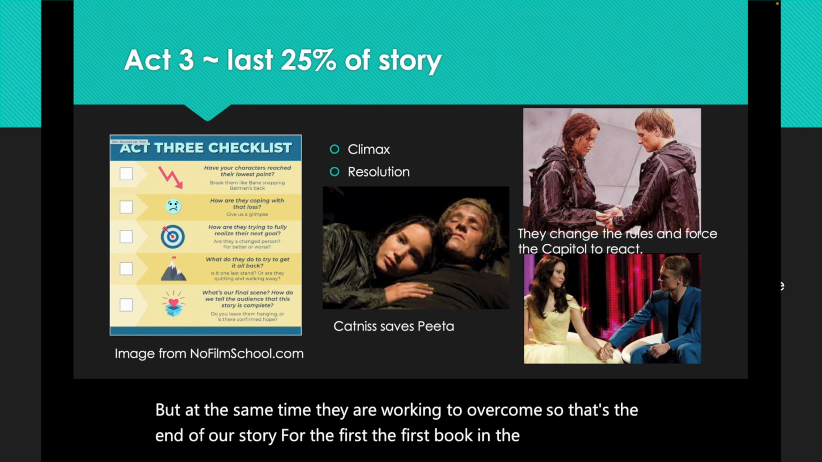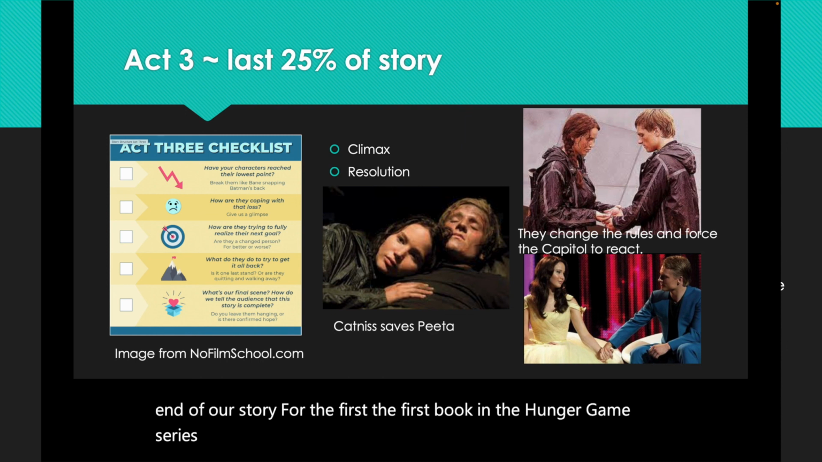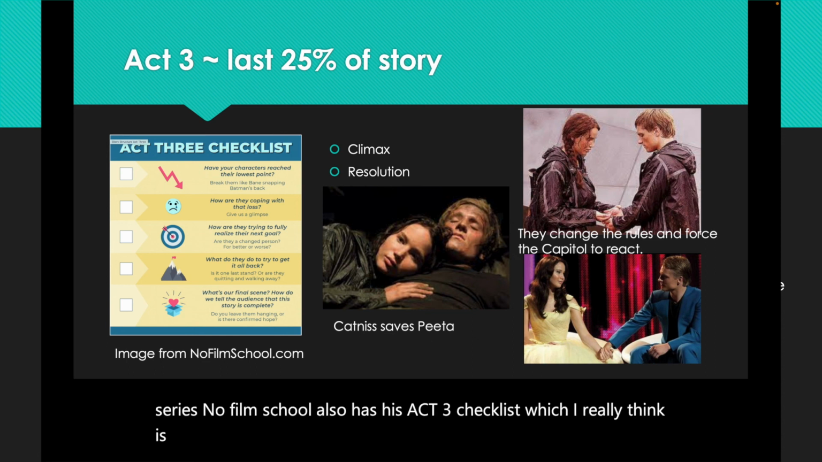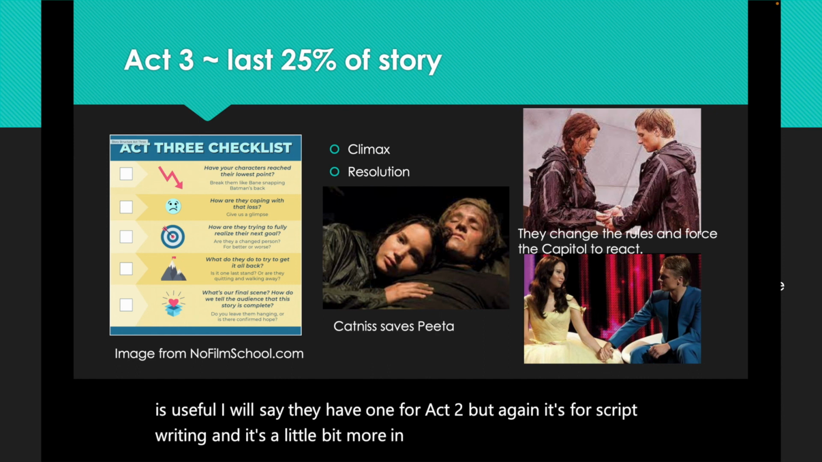No Film School also has this Act 3 checklist, which I really think is useful. I will say they have one for Act 2, but again, it's for script writing, and it's a little bit more in-depth than my quick and easy, what is the 3-act structure?